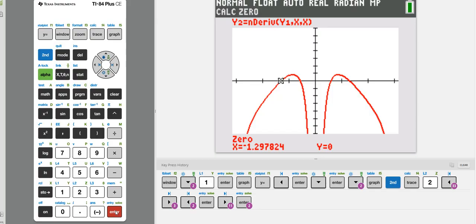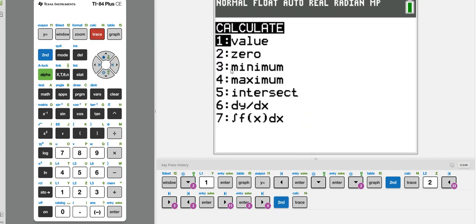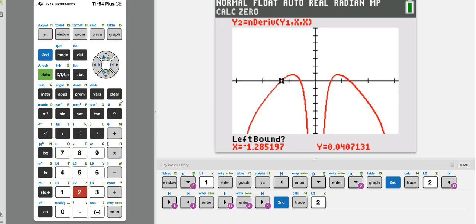Okay. So I've got that point. I need another point. I need to know where this graph crosses the x-axis here as well. Those are going to give me some more points. So let's see if we can't find that one. So I'll go back here, second calc. Again, I want a 0. Let's try this again.